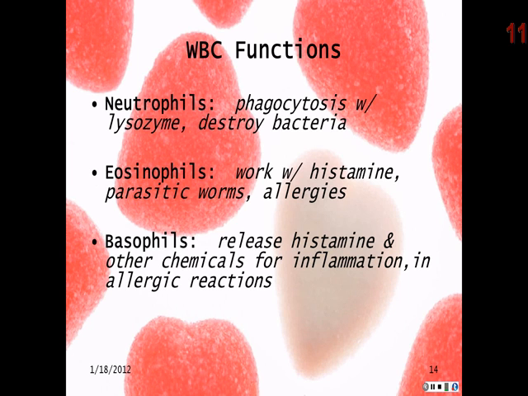The eosinophils work along with histamine and are active in parasitic worm infections and allergy responses. The basophils release histamine and other chemicals, promoting inflammation and allergic responses. These are found near blood vessels, so the chemicals are easily spread in the blood and tissues.